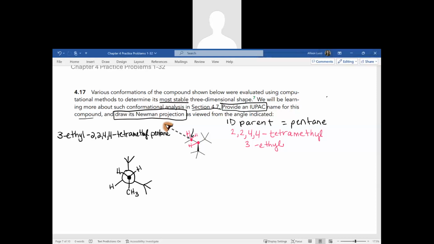So this is the Newman structure, and this is the name for this compound.